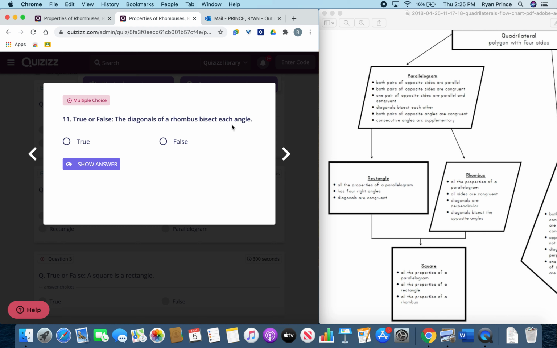Now this is actually just asking about the angle. I read it wrong. But yeah, I can look right here. Diagonals bisect the opposite angles. Okay? So there you go.